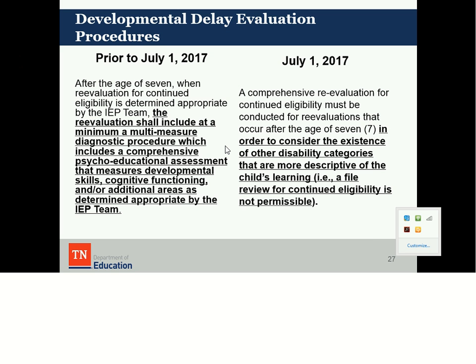Now, what we're asking teams to do is, because at age 7, the student may age out of developmental delay in the near future, that comprehensive assessment include any disability category evaluation procedures that you think the student may qualify for. So if you're considering developmental delay to continue for the next 2 years, 1.5 years, then go ahead and make sure you're testing all those areas. But you also need to consider anything else that the student might be displaying. If you're thinking that it no longer demonstrates developmental delay, but may demonstrate characteristics of another disability category, test those components of that disability category. A file review is not permissible after age 7.